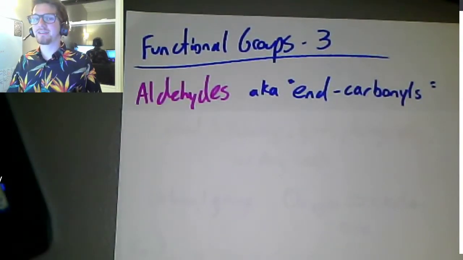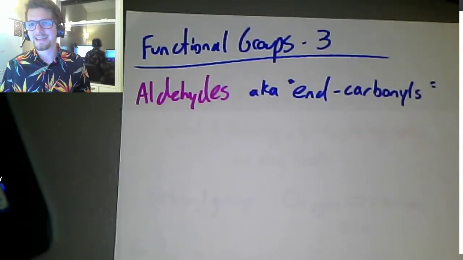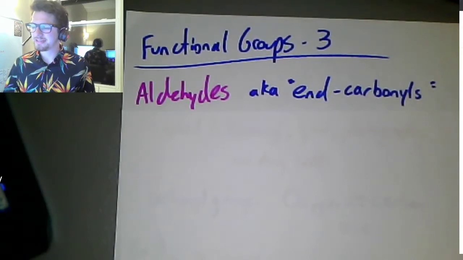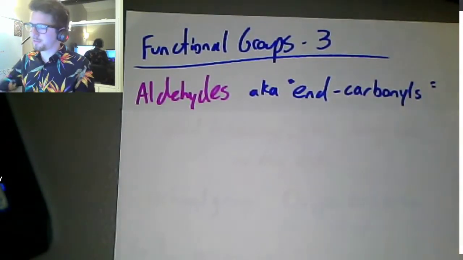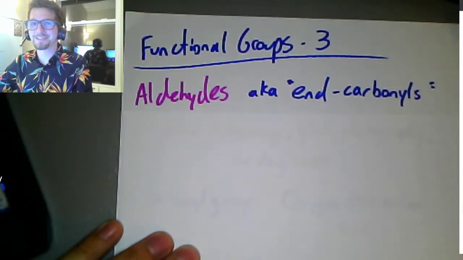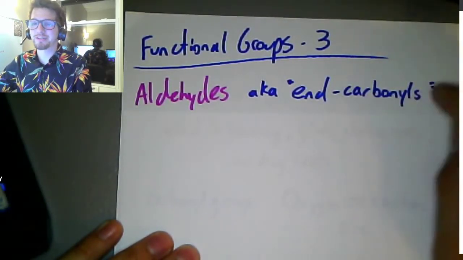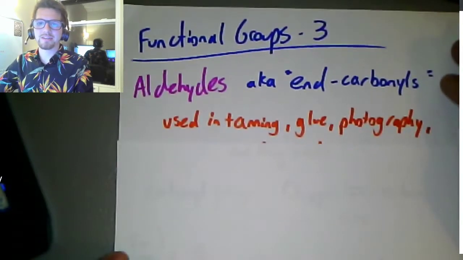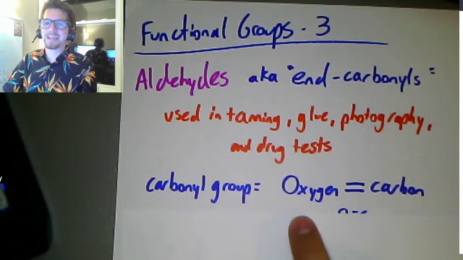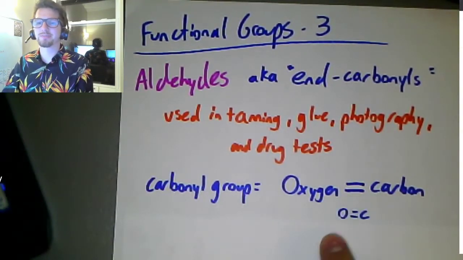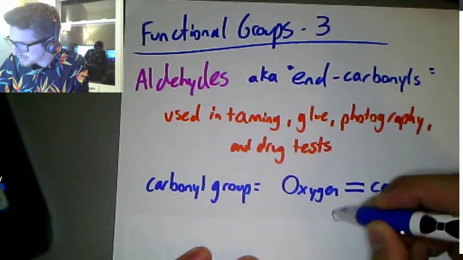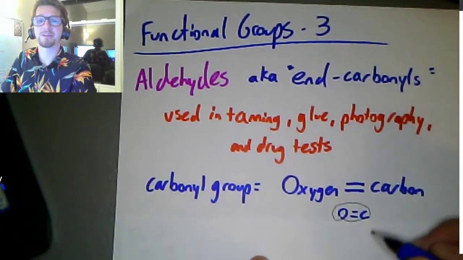So an aldehyde is also something we're going to call an end carbonyl. Okay, a carbonyl group is something different. A carbonyl group, you see carb, so you can guess that has to do with carbon, right? You even see the word carbon in there. A carbonyl group is literally just an oxygen double bonded to a carbon. So anytime you see an oxygen double bonded to a carbon, together, that's just called a carbonyl group.